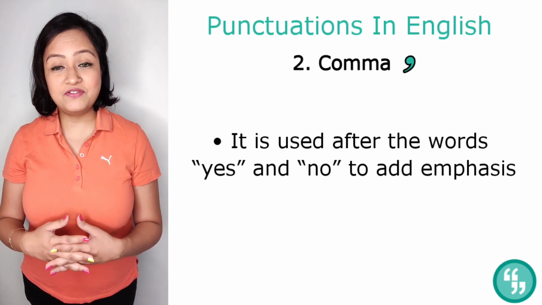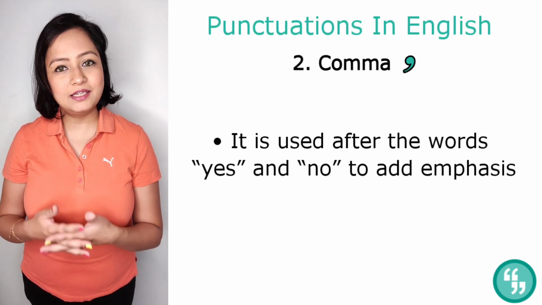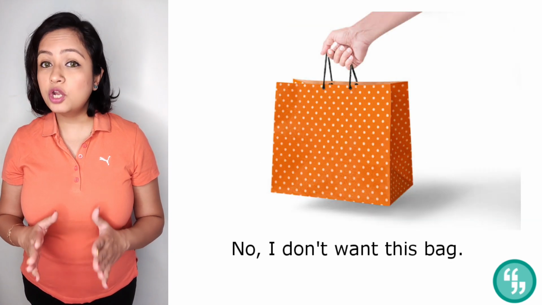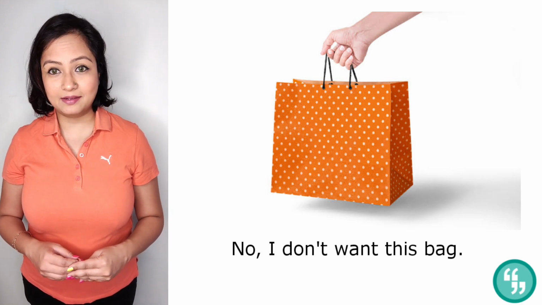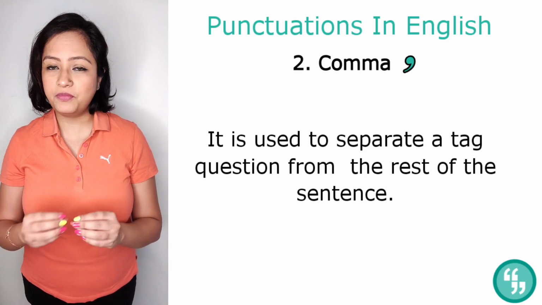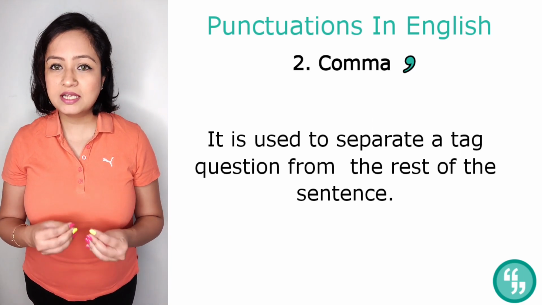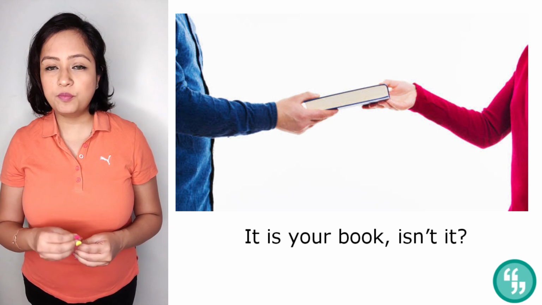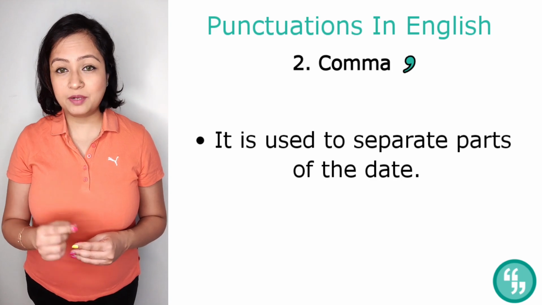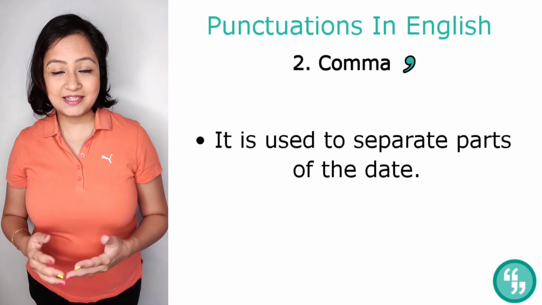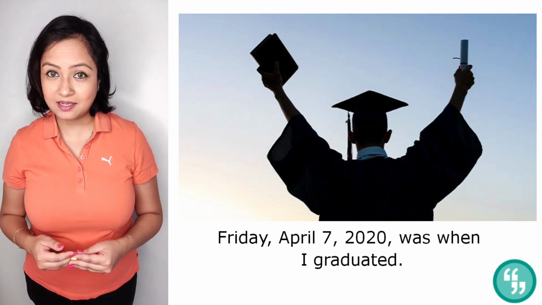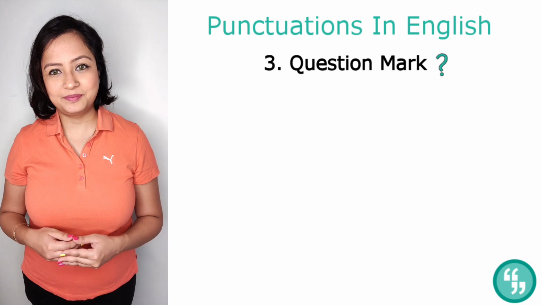It is used after the words yes and no to add emphasis. For example, no, I don't want this bag. It is used to separate a tag question from the rest of the sentence. For example, it is your book, isn't it? It is used to separate parts of the date. For example, Friday, April 7, 2020 was when I graduated.